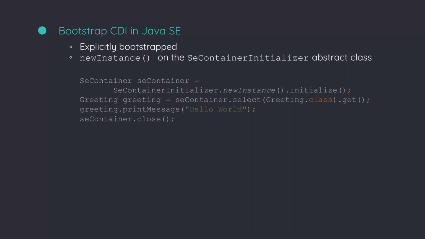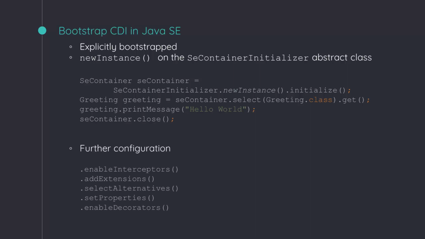It has access to the bean manager, which is the core entry point to CDI. Now the CDI bean you want to use is retrieved with the select method by passing it the name of the class of the bean that you want to retrieve. Further configurations can be made to the SE context by adding interceptors, extensions, alternatives, properties, and decorators.